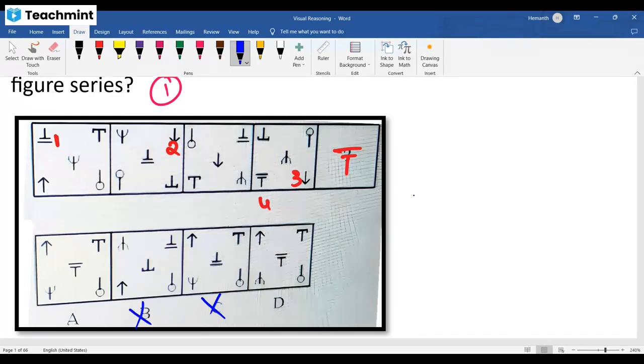Okay, the position side we are seeing. I think among the options, the best suitable seems to be D only. My simple logic is that these two are interchanging. These two interchanged. Next, these two interchanged. Next, these two interchanged. Now, these two should interchange. The symbol should be as it is.